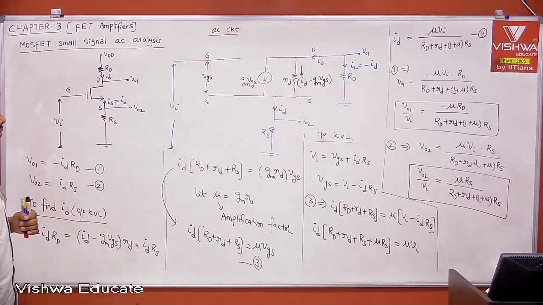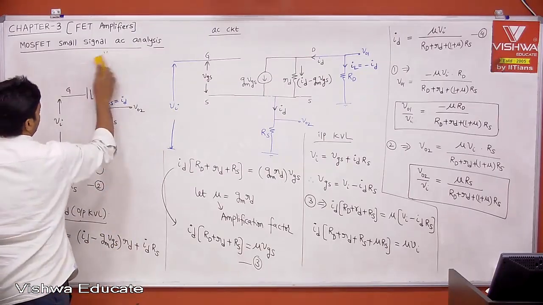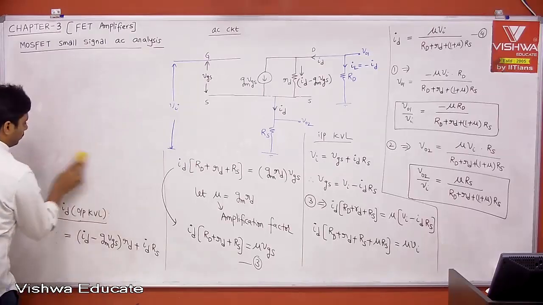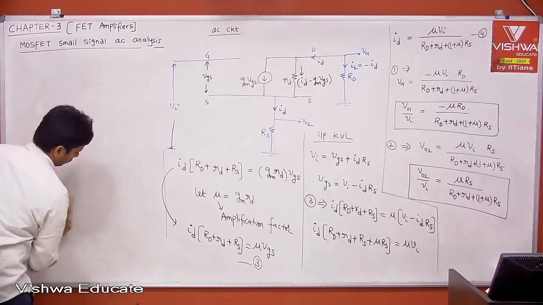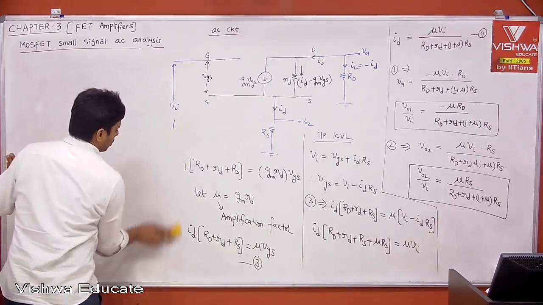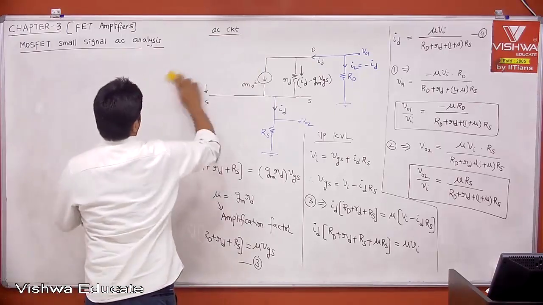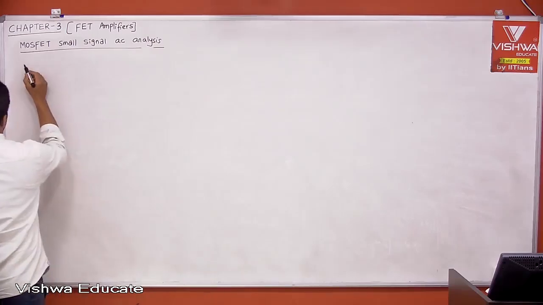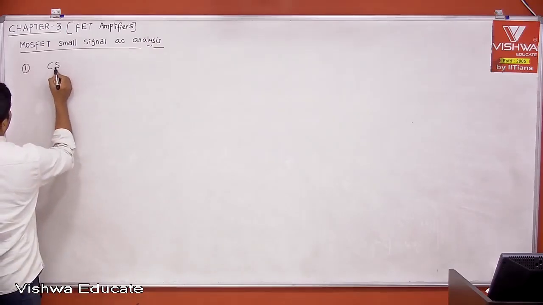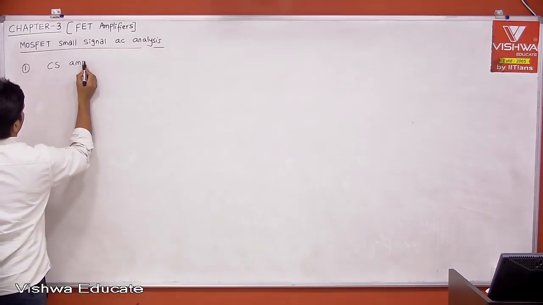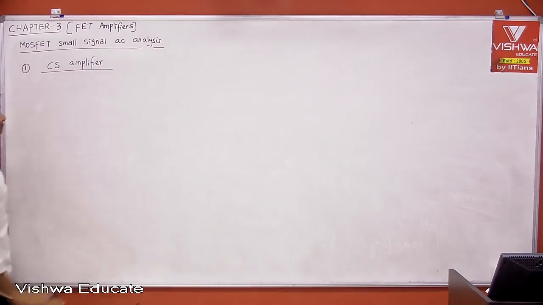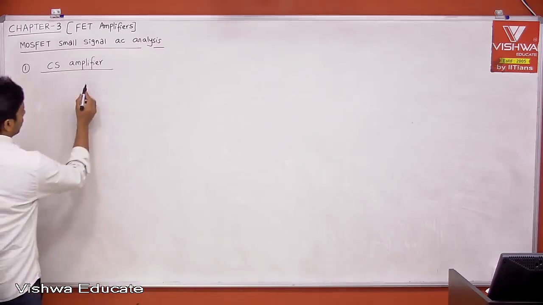If this is done, now let's see one by one. Okay. Write down: number one, common source amplifier. Right? Now, listen, don't write.